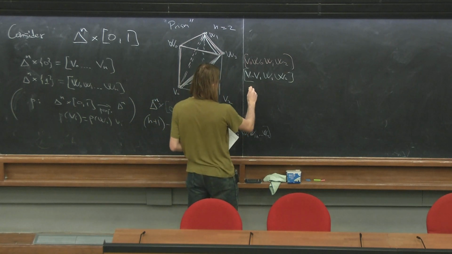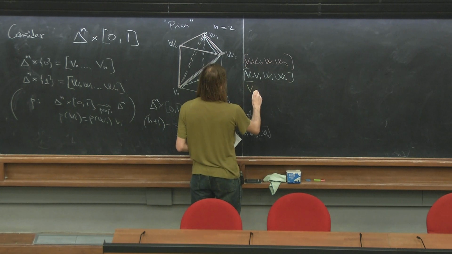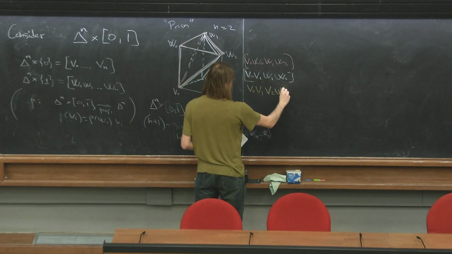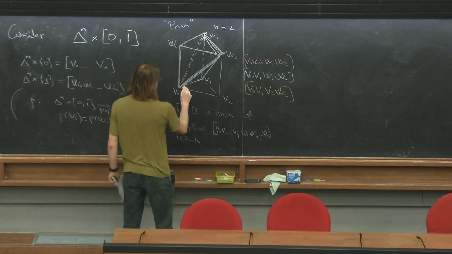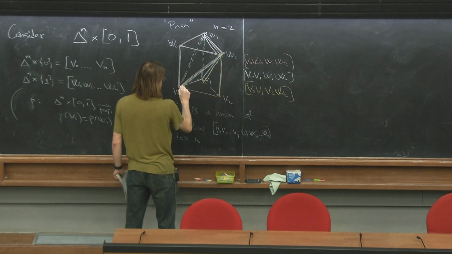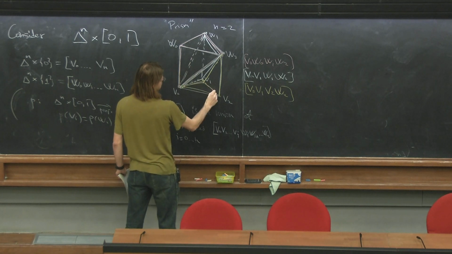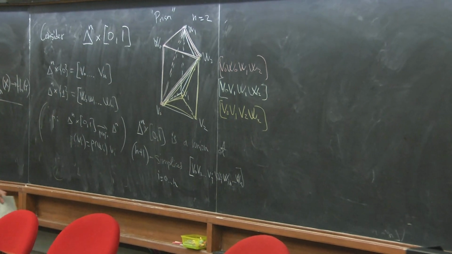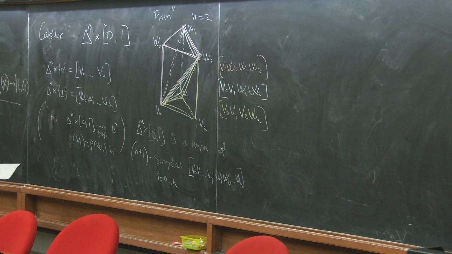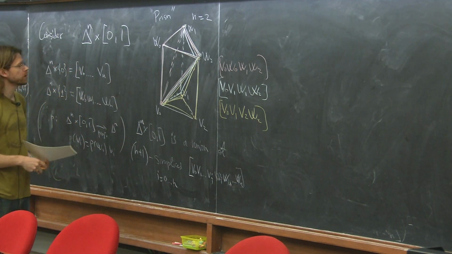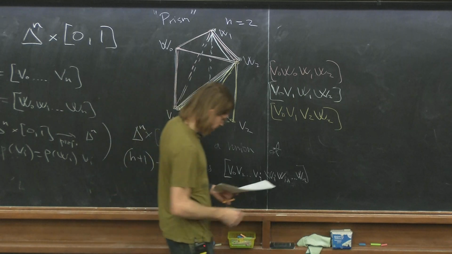Then I take i equals 2. I have v0, v1, v2, and then at the end I insert w2. This has these 4 vertices, which form this yellow simplex, and you can see that we covered everything, the whole prism, the whole triangle times an interval.